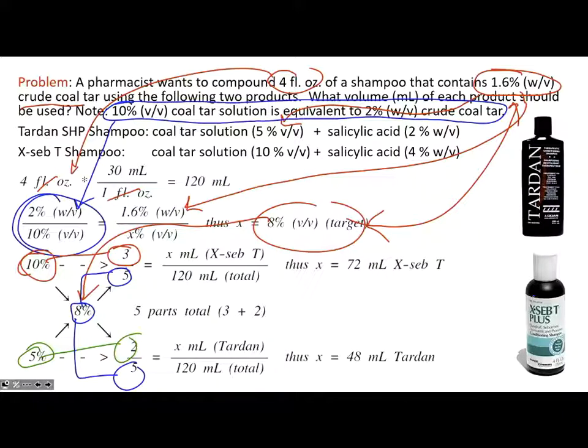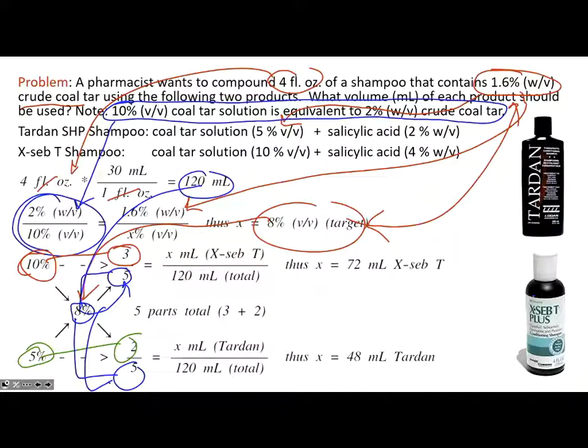What's nice now is, what else do I know? What am I trying to make in the end? 120 mils total shampoo. So the 120 mils total of my 8% target would represent which of those parts? The 5. So all I have to do is take my 120 that I calculated from here, bring it down to here, and it goes up to here, and it goes over to here. So I can set that equal to X over 120 for both of my ingredients. So 3 over 5 equals X over 120. Solving for that, for my X sub T, I need 72 milliliters. Going down below, I need 2 parts out of 5 parts total. Set that equal to X of the tartan over 120 total. Solve for X, and I get 48 mils.